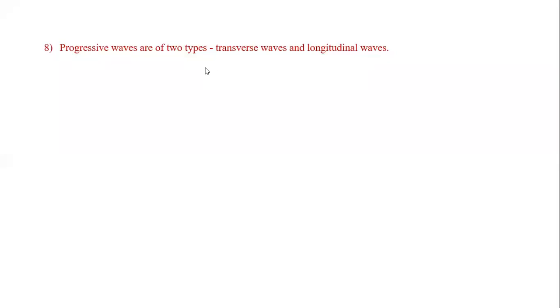Progressive waves are of two types: transverse progressive wave and longitudinal progressive wave. We already have an idea about what is transverse and what is longitudinal. In 11th standard, we already covered this. Transverse wave means the wave in which particles of the medium vibrate perpendicular to the direction of propagation. Longitudinal means particles of the medium vibrate parallel to the direction of propagation.